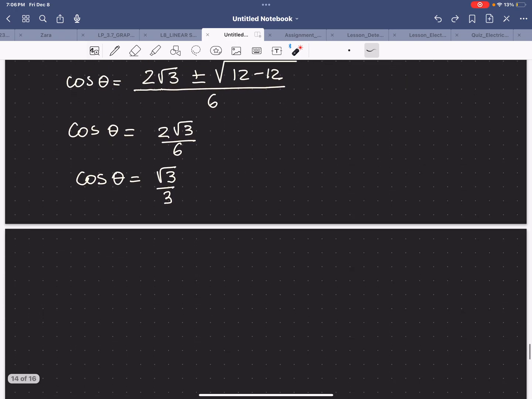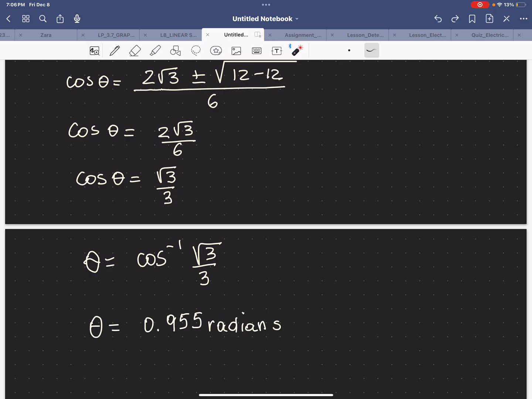So we are getting very close to our solution. We only got one ratio for cosine theta. And we're going to find the angle theta just like we always do when we're given the ratio, using the inverse of the ratio used. In our case, inverse cosine of root 3 over 3. This is not a special ratio, by the way. So it's not root 3 over 2. It does look like it, though, but it's not. So in radians, it will give us 0.955 radians.